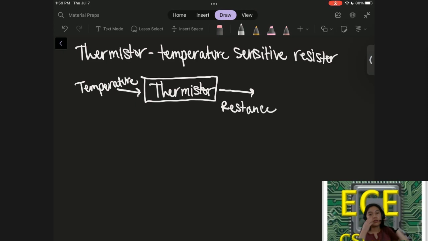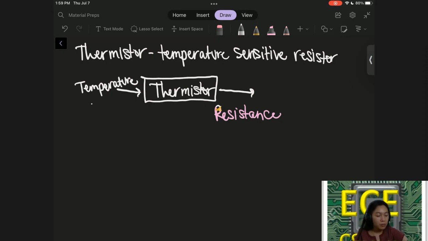Let's say I want to figure out what this temperature is, but the thermistor only outputs the resistance. So if I have a thermistor, all I have is the resistance. This is the only thing I know, but what I want is the temperature of its environment. So how can I figure out what the temperature is based on the resistance?